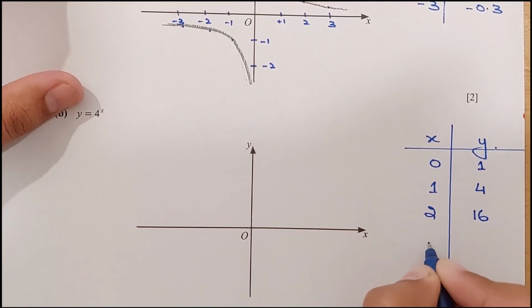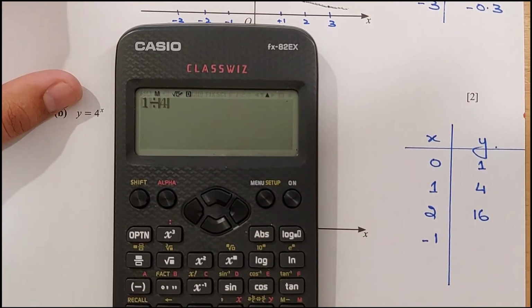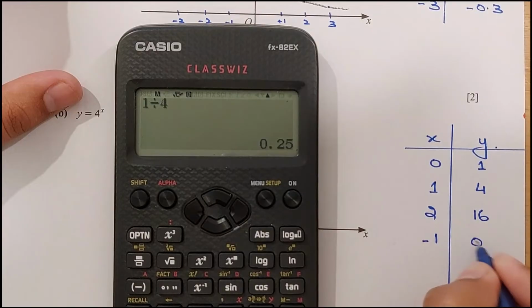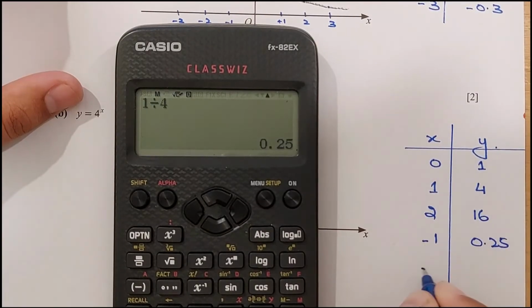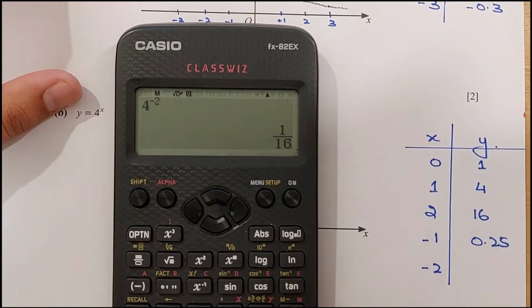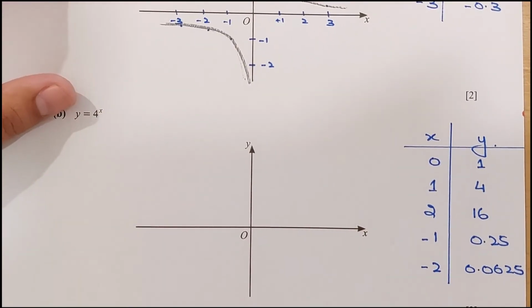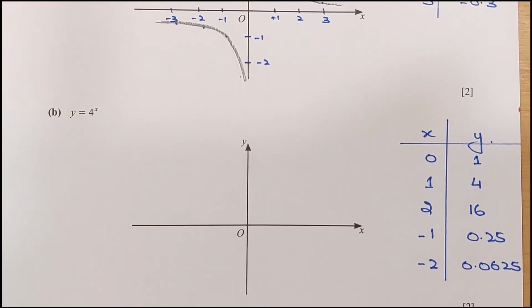Okay, and then pick negative 1. 4 power minus 1 is 1 by 4, that is 0.25. And for minus 2, 4 exponent minus 2 is 1 by 16, that is 0.0625. Okay, let me sketch this.